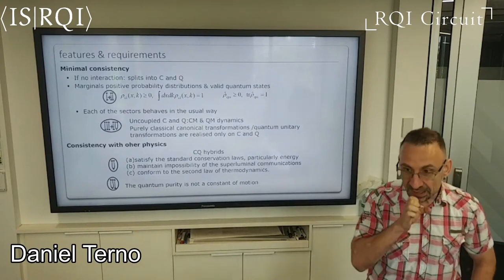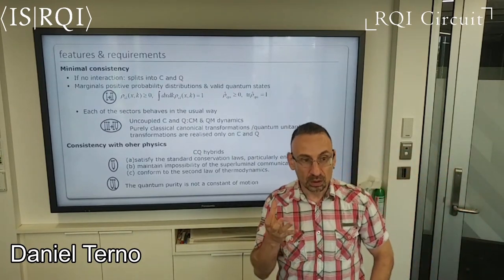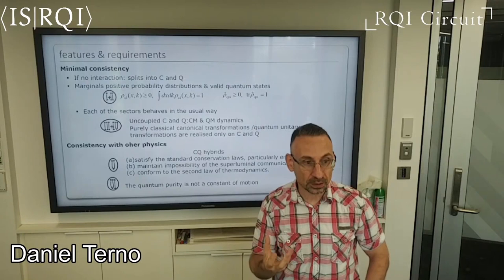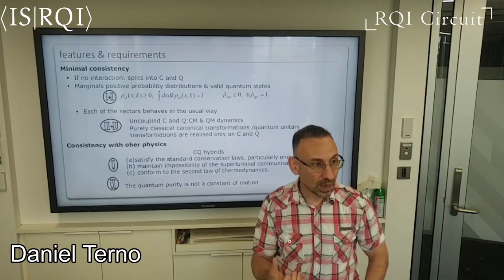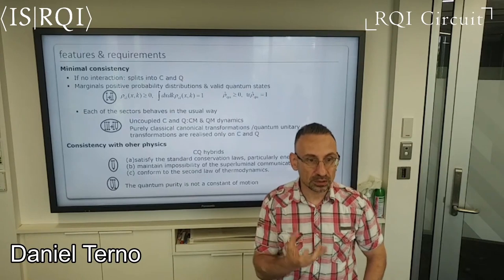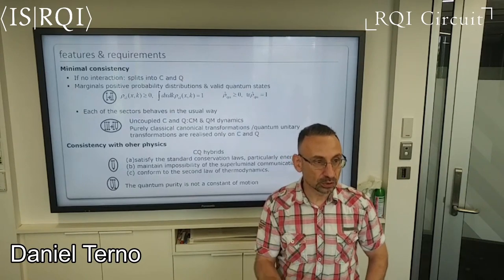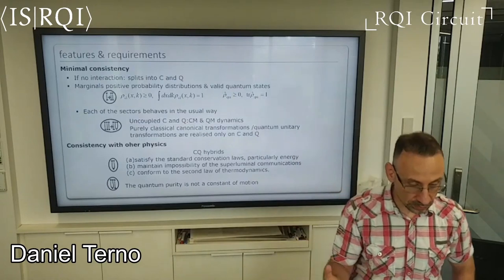What else do we want? We really want honest, good back reaction from classical to quantum system. And that means we want the quantum system to get somehow entangled with the classical one. We don't want the purity of a quantum system to be constant.